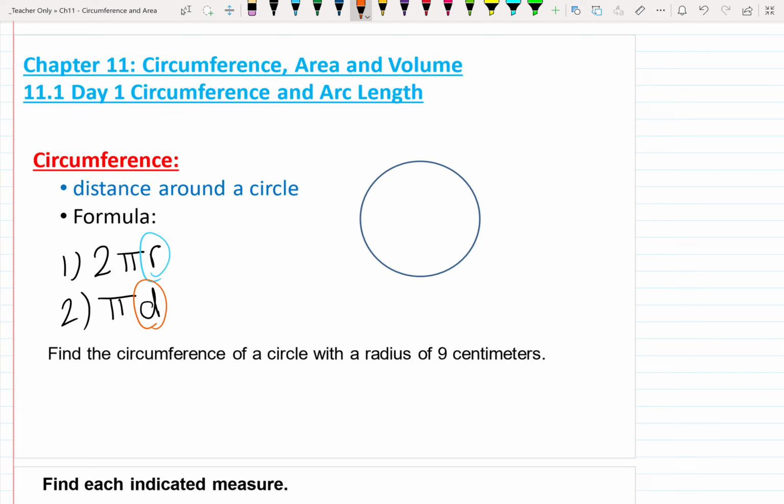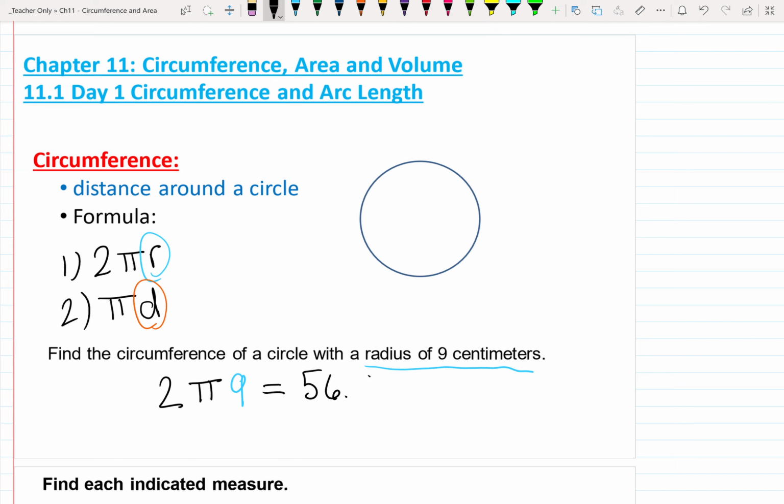So to find the circumference of a circle with a radius of 9 centimeters, we need to plug into our circumference formula that uses radius. So this would be 2 times pi times r, which is 9. You can go ahead and plug this into your calculator. Every calculator does have a pi button. If you're using one of the graphing calculators, it's second and the exponent button, the button above your division symbol.